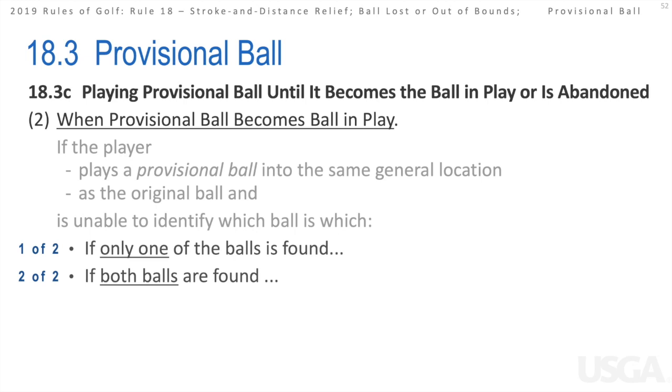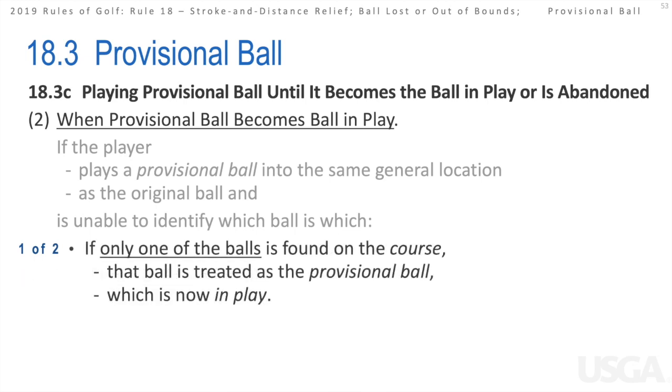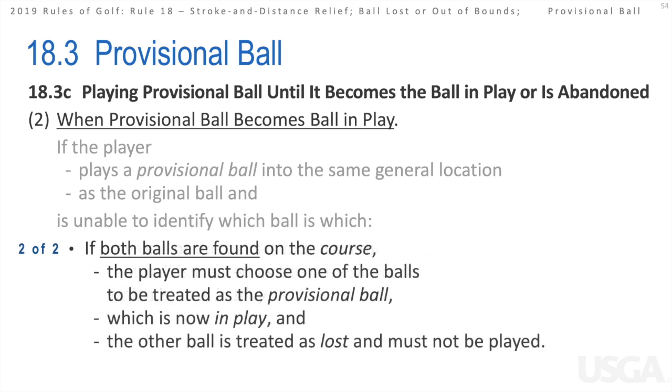There are two cases where this happens. If only one golf ball is found, but they don't know if it was the original or the provisional ball. Or you have the situation where both are found, but you don't know which is which. If only one of the balls is found on the course, that ball is treated as the provisional, which is now in play. So you can't assume that that was the original one. By default, you have to proceed as if that is the provisional ball.